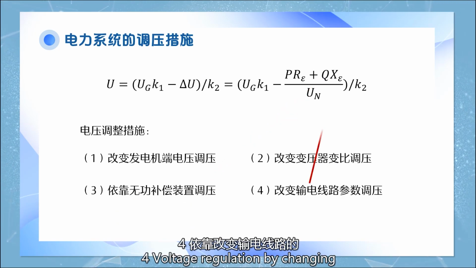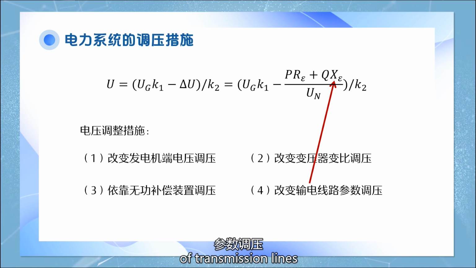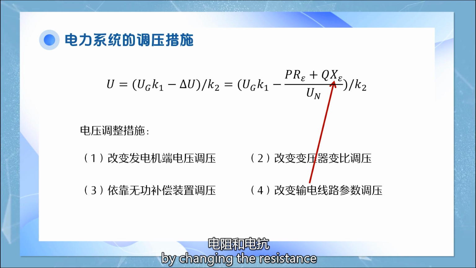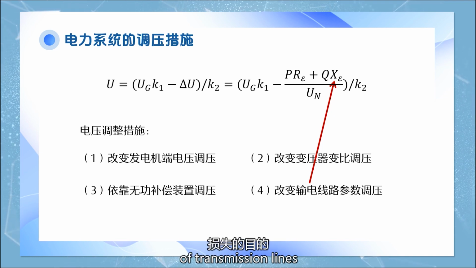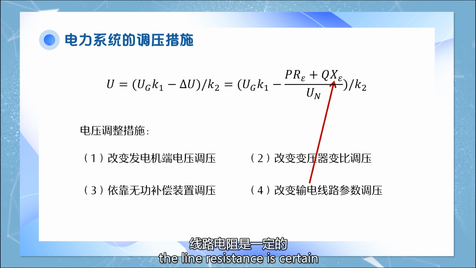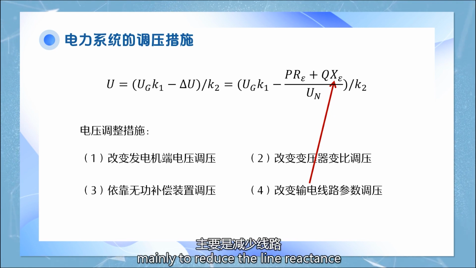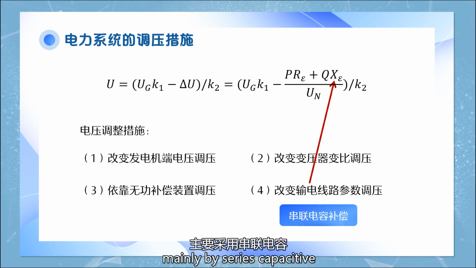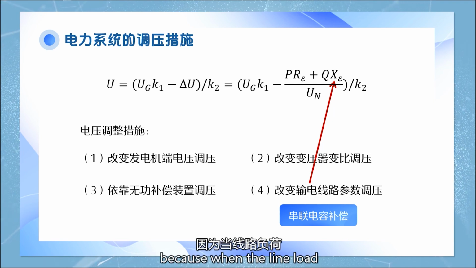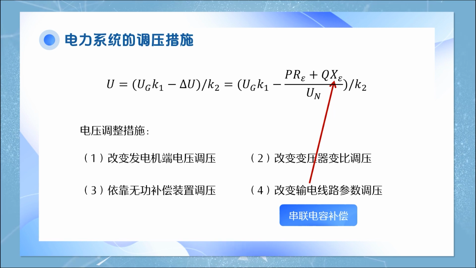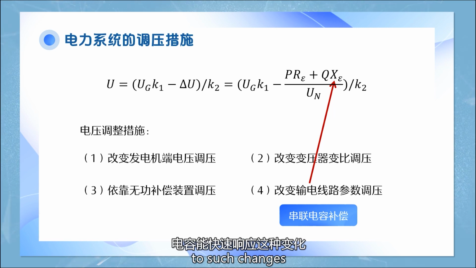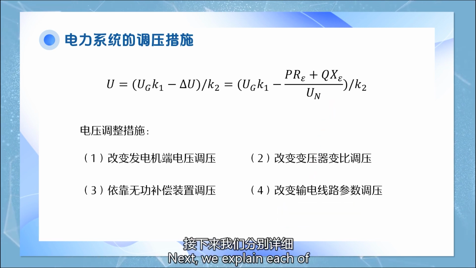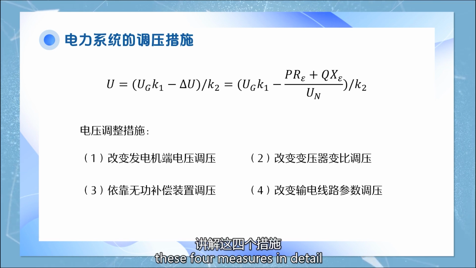4. Voltage regulation by changing the parameters of transmission lines. Voltage losses can be varied by changing the resistance and reactance of transmission lines. In general, since the line resistance is fixed, the line reactance is reduced mainly by the series capacitive compensation method. Because when the line load changes rapidly, the capacitance can respond quickly to such changes, the purpose of regulating the voltage is achieved. Next, we explain each of these four measures in detail.